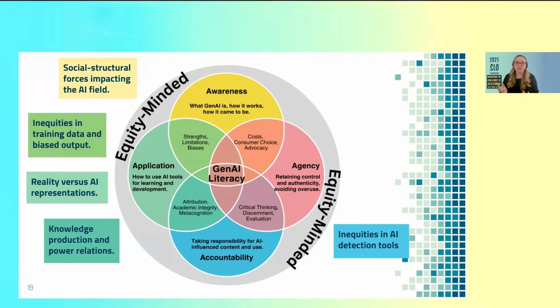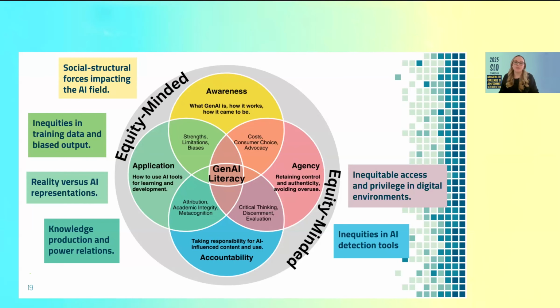we should also be informing students about how AI detection tools can identify false positives for students who are non-native English speakers or who speak a language other than English as their primary language. We can talk about the inequitable access and privilege that different folks have in digital environments. So the ability to access ChatGPT 4 versus the free version. That's one aspect of this.